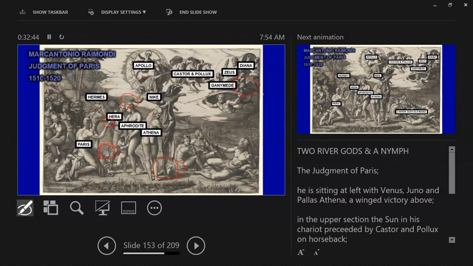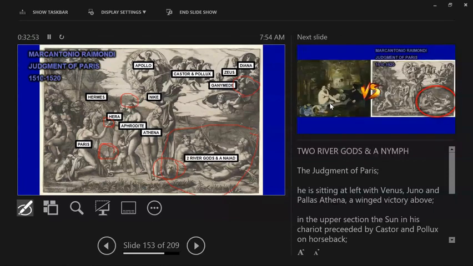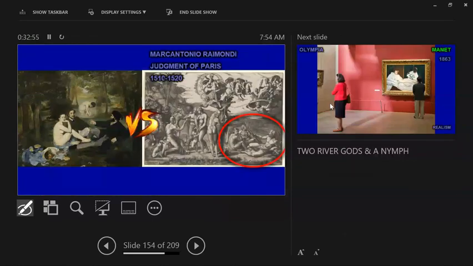All right, but in all of this painting, I want you to look at this part right here. Does this look familiar? These are two river gods and a naiad. And this is almost the same composition as that of Manet. So Manet took the poses from this engraving and used it in his artwork.